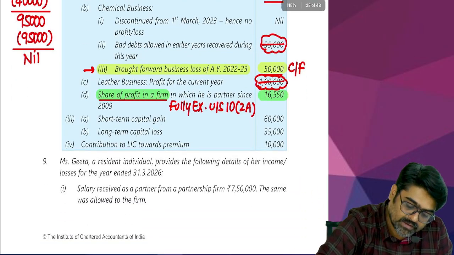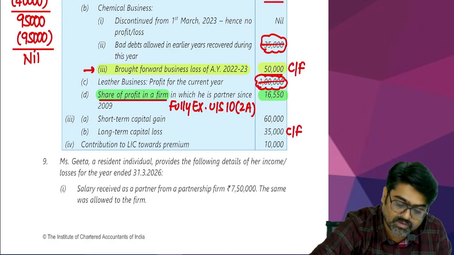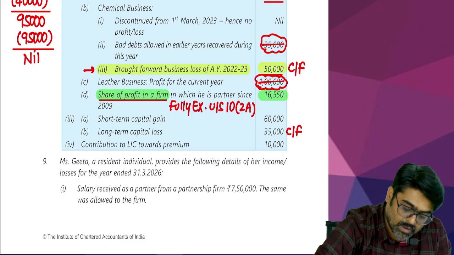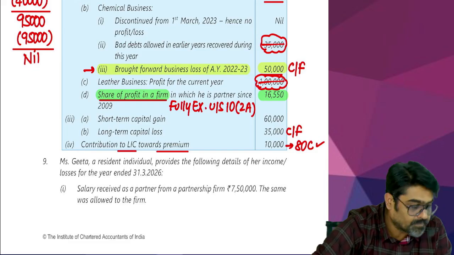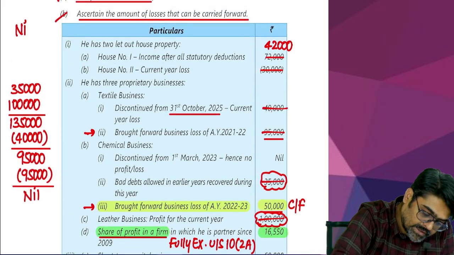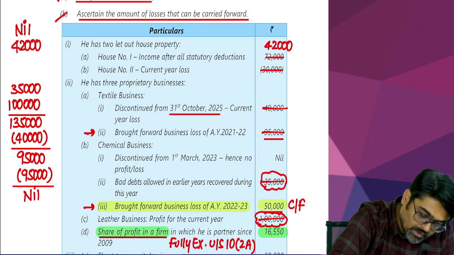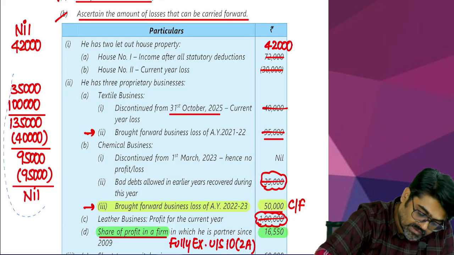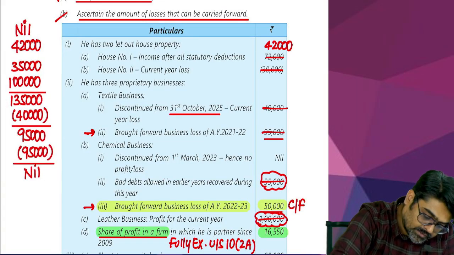Now short-term capital gain is there and long-term capital loss. Directly carry forward, because long-term loss cannot be set off against short-term gain. And are you contributing to LIC towards premium? So life insurance premium you are paying. Can I say this will be allowed under 80C? So tell me, how much was your salary income? Income from salary is nil. How much is your house property income? 42,000. How much is your business income? Nil. Yes or no?